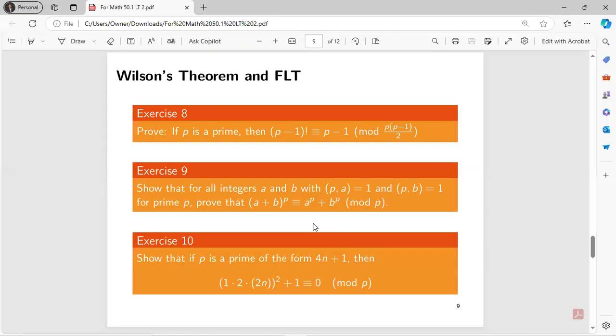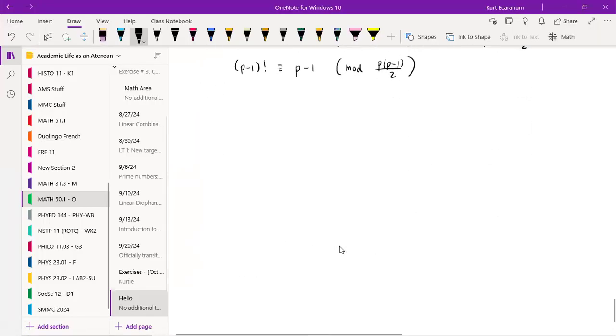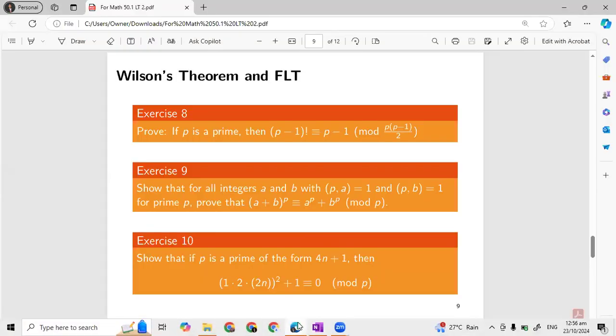Itong 9 naman: show that for all integers a and b with GCD of p and a and GCD of p and b both 1 for prime p, prove that (a plus b) to the p is congruent to a to the p plus b to the p mod p.